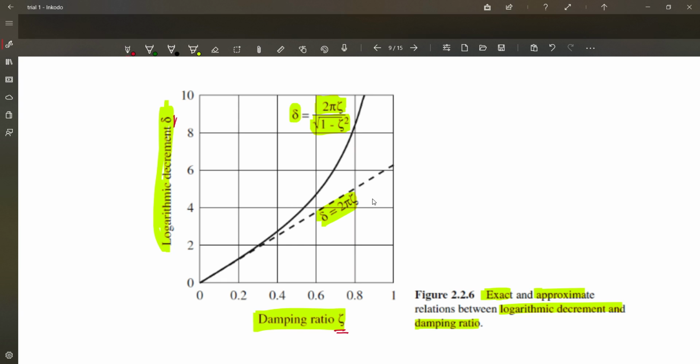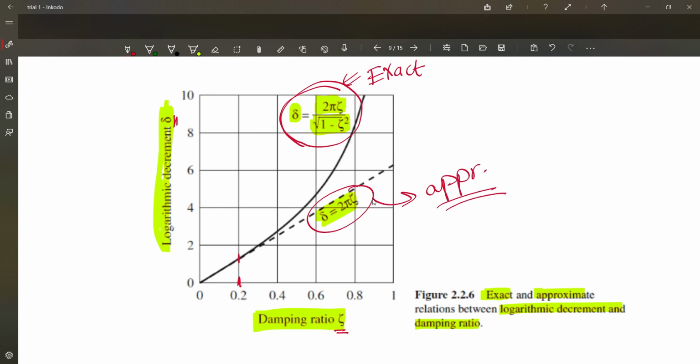Okay, so if we draw the relation between the damping ratio and the logarithmic decrement for both cases, you're going to find that at almost 0.2, look here, they are the same, almost exact. So there is no difference at all if we use the approximate equation that we have already derived before, or the accurate, the exact. We call this the exact, and this is the approximate one.